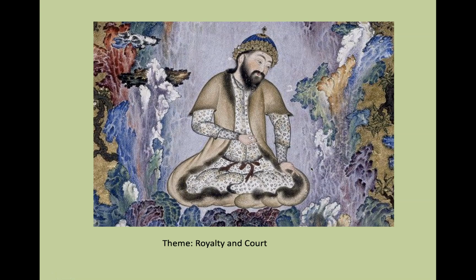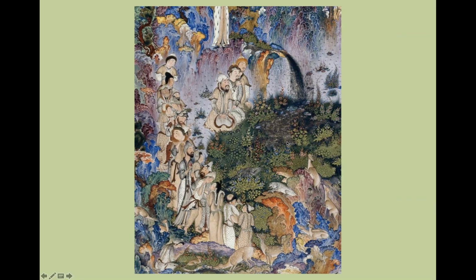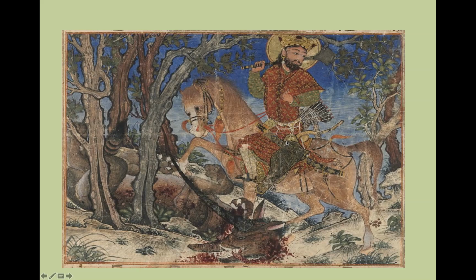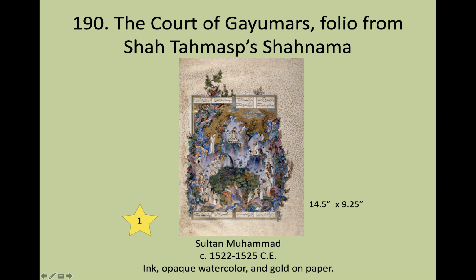We know that what is happening here is Gayumars has been told by an angel that his son will be murdered, and that his grandson will become king. And so this is the moment that he is sort of looking down at his son, and realizing that his son will die and his grandson will become king.